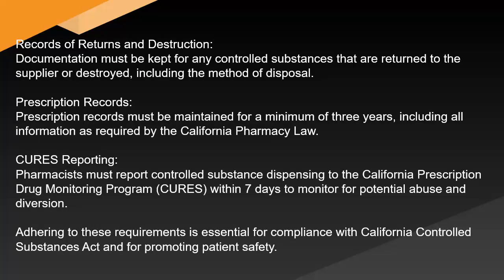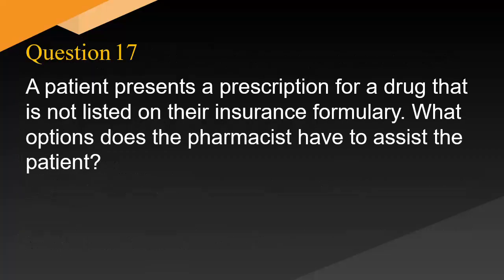Records of returns and destruction. Documentation must be kept for any controlled substances that are returned to the supplier or destroyed, including the method of disposal. Prescription records. Prescription records must be maintained for a minimum of 3 years, including all information as required by the California Pharmacy Law. CURES reporting. Pharmacists must report controlled substance dispensing to the California Prescription Drug Monitoring Program (CURES) within 7 days to monitor for potential abuse and diversion. Adhering to these requirements is essential for compliance with the California Controlled Substances Act and for promoting patient safety. A patient presents a prescription for a drug that is not listed on their insurance formulary.